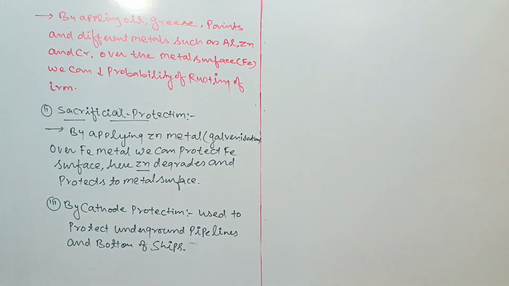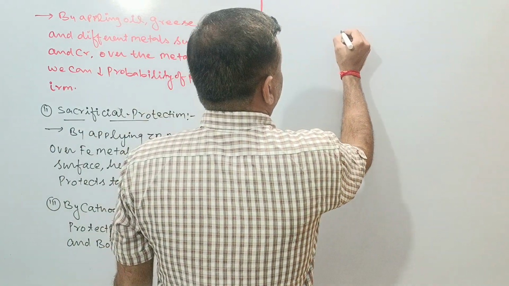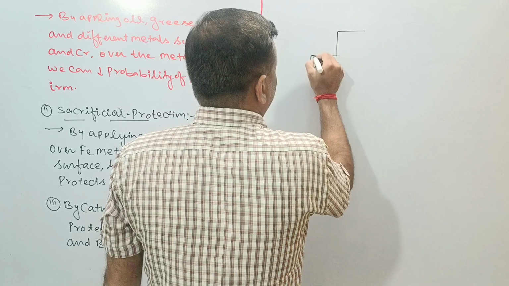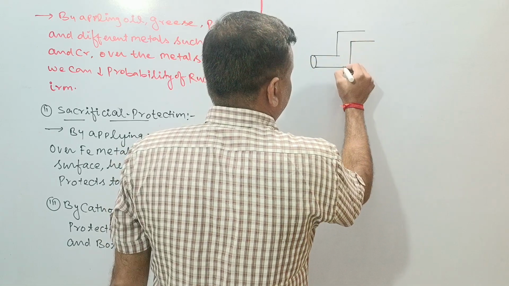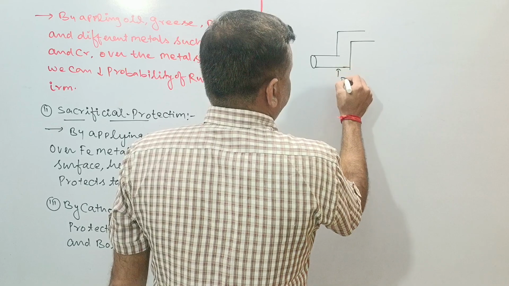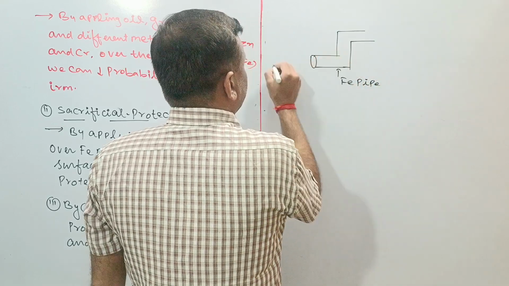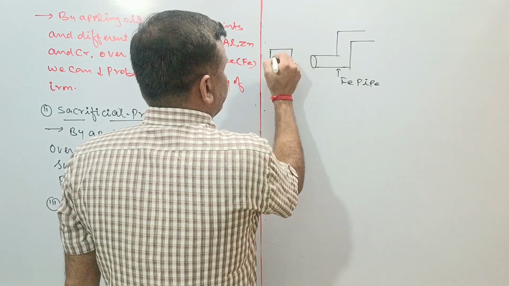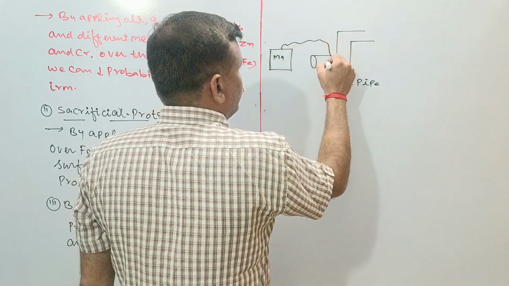So if we go with this process, then suppose this is the underground pipeline और इस आयरन के पाइपलाइन का कनेक्शन, Fe पाइप, एक मैग्नीशियम के ब्लॉक से कर दिया जाता है, Mg ब्लॉक से, कुछ इस टाइप से वायर के थ्रू.